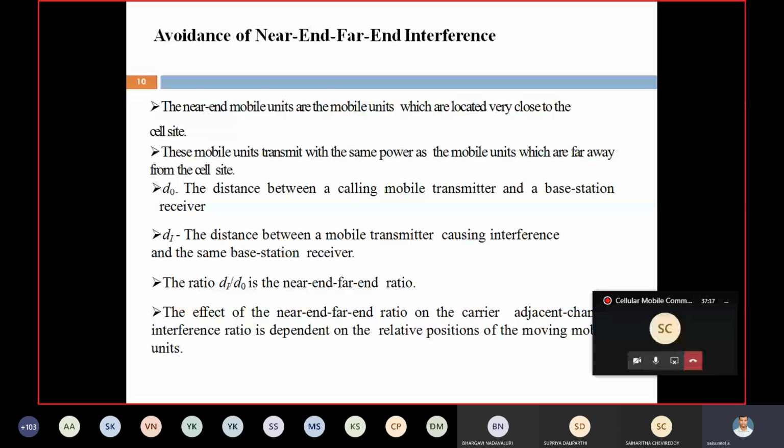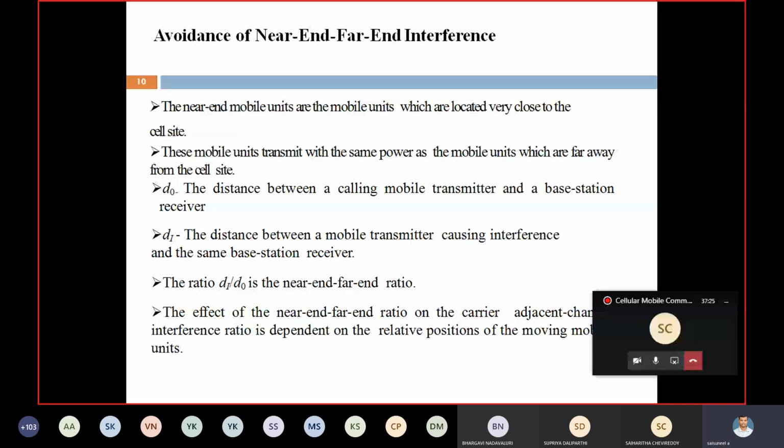D1, or Di, is the distance between the mobile transmitter causing interference and the same base station receiver. What is the distance of the interference coming in? Next we have to calculate the near and far end ratio, which is equal to D1 by D naught. This is about how to avoid near and far end interference.